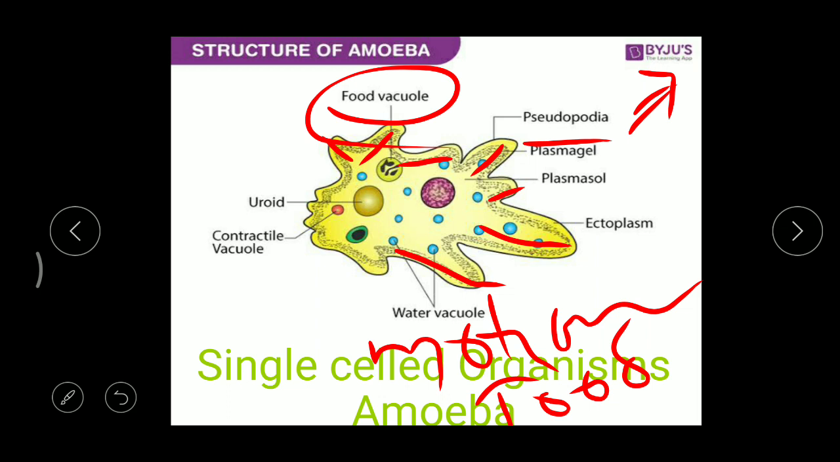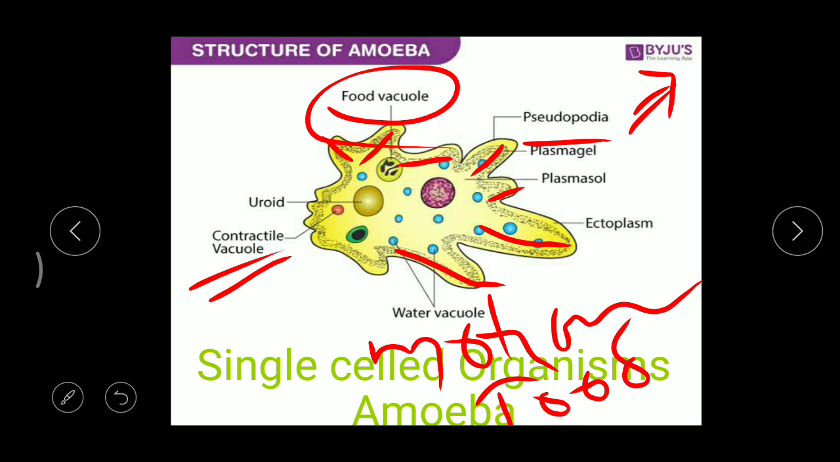And here we can find one more structure, the food vacuole. This food vacuole is useful for digesting the food material. Digesting means converting large molecules of food into small components, right? And here we can find the contractile vacuole. This contractile vacuole is mainly responsible for removing waste materials like excess water and excess nitrogenous waste to the outside, right?